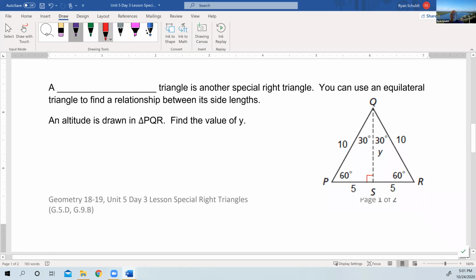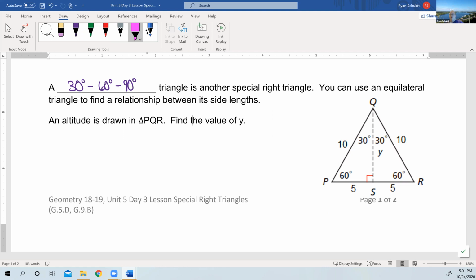So a 30-degree, 60-degree, 90-degree triangle is another special right triangle. And to illustrate its relationship, we're going to use an equilateral triangle. And they want us to find the value of y using our old school Pythagorean theorem. So y is this side right here.